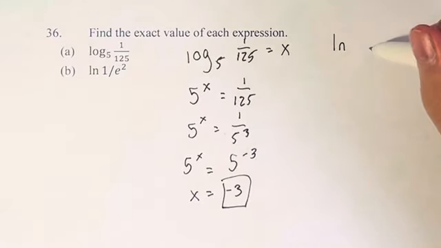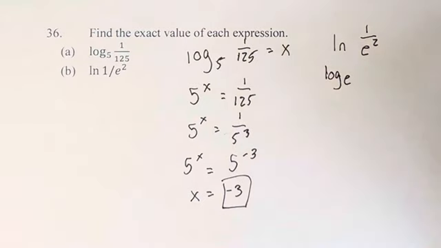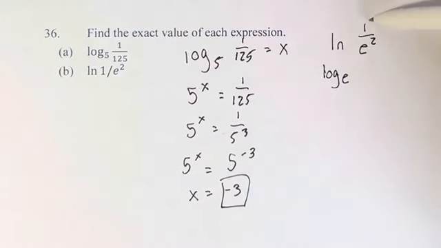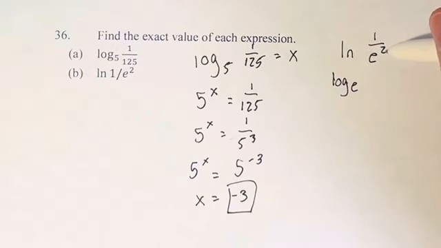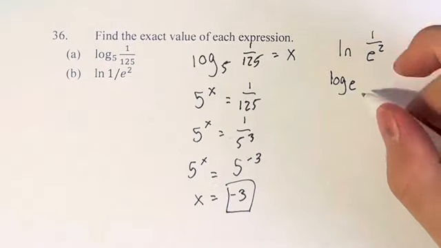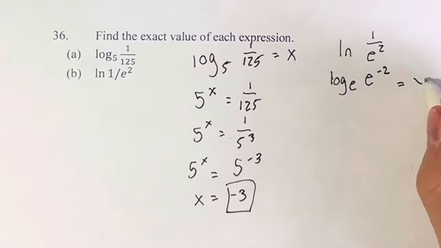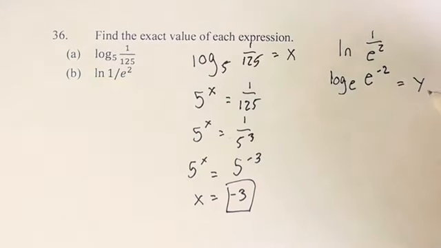Next, we have the natural log of 1 over e squared. The natural log is log base e of, doing a similar thing here, we bring this into the numerator and therefore have to multiply the exponent by negative 1. So this is log base e, since it's the natural log, of 1 over e squared is equal to e to the negative 2. And we'll set this equal to some y value, where y is going to be our answer.